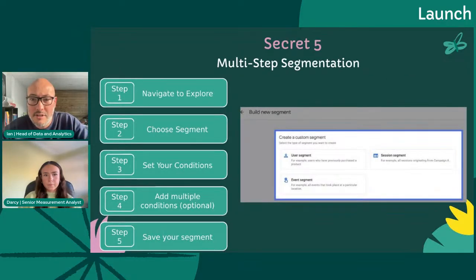So just to finalize on that, step 1, navigate to the Explore report. Step 2, choose the segment section. Step 3, set your conditions of the segment, and then you can add your multiple conditions. Multiple is optional. You can literally just add one condition if you want. And you can save that segment for your reporting, which will then sit in your Explore library, or you can create an audience in the same way, which you can then upload into Google Ads. Really powerful secret that allows GA4 to give you that information quite readily and easily.